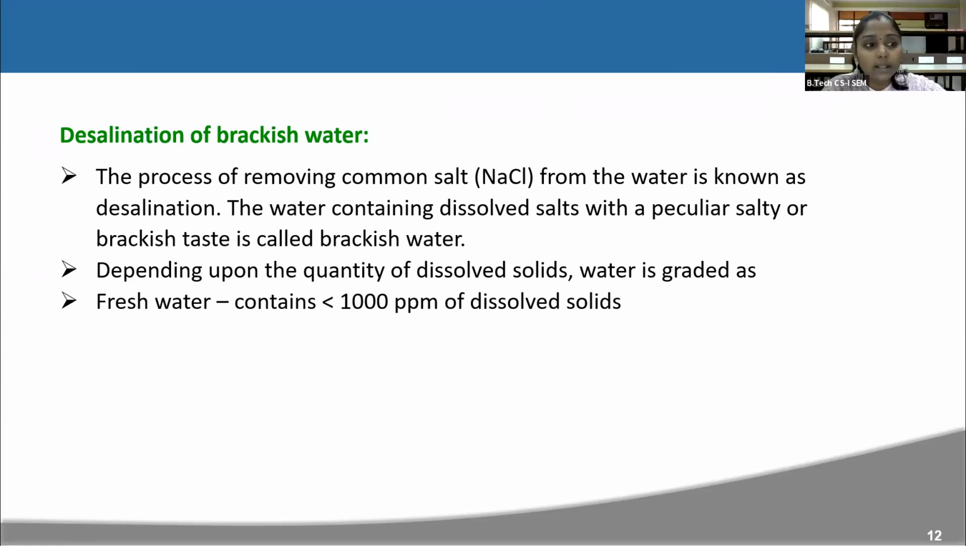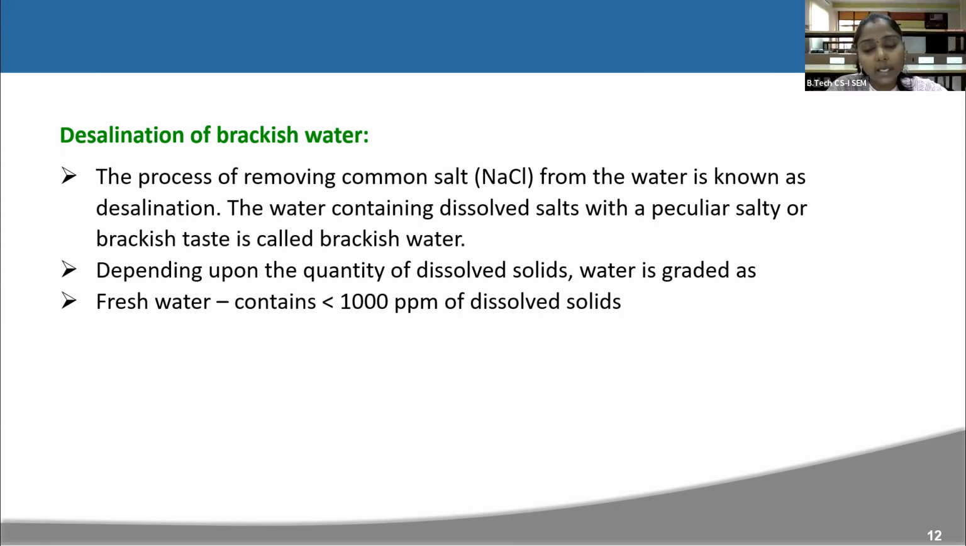The desalination process removes dissolved mineral salts from saline water and converts it into fresh drinkable water. So what are the processes? Reverse osmosis and distillation are the primary desalination technologies used to treat brackish water.